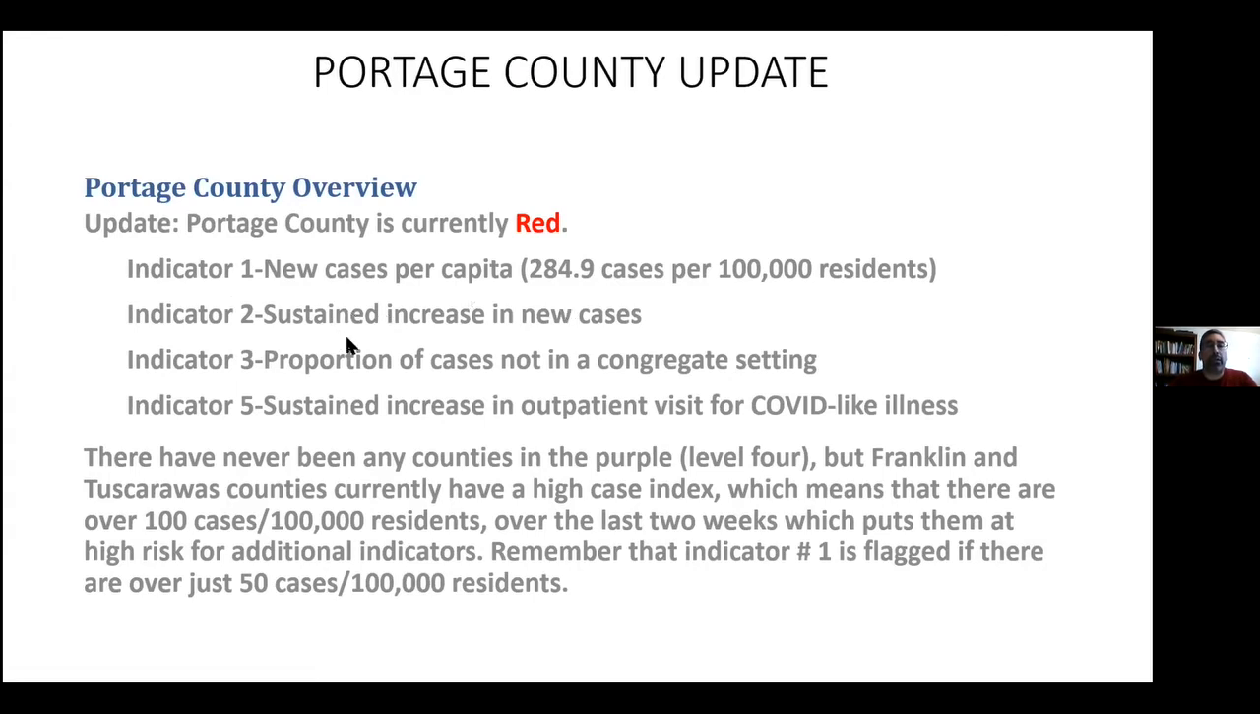Number 2, sustained increase in new cases. Number 3, proportion of cases not in a congregate setting, which again means community spread. Number 5, sustained increase in outpatient visits for COVID-like illness.